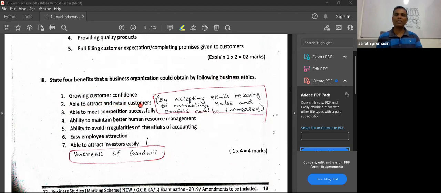Able to attract and retain customers. The business is able to attract new customers and retain the old customers. It is also important because you see some businesses are there. They attract new customers, while attracting new customers, old customers are leaving the business. Or if the employees are concerned, when new employees are enrolled, all the experienced employees are leaving the business. Now, if the business is practicing business ethics, they are able to attract new customers while keeping the old customers as well. That is also important.